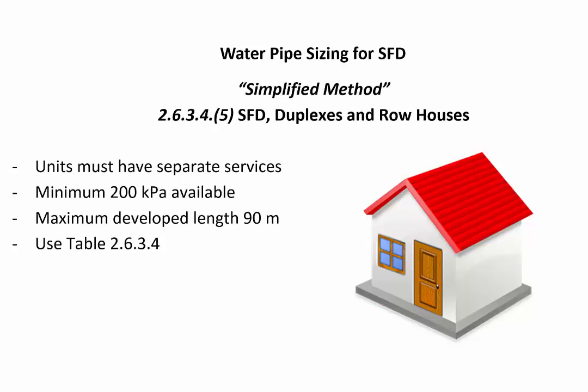Okay, moving on to the simplified method for single-family dwellings. Townhomes, row houses that have separate services can use this method. There are some minimum requirements by Article 2634, Sentence 5.